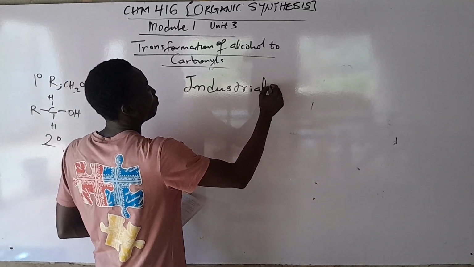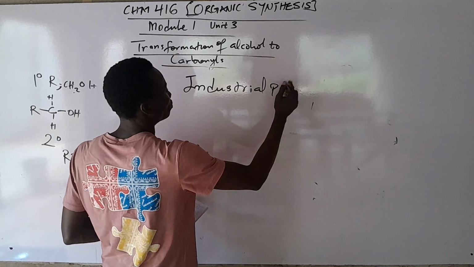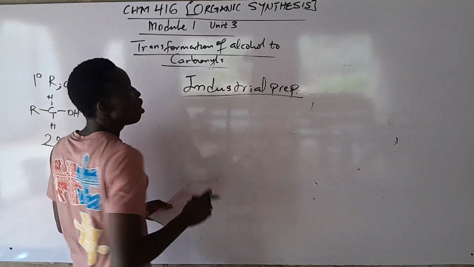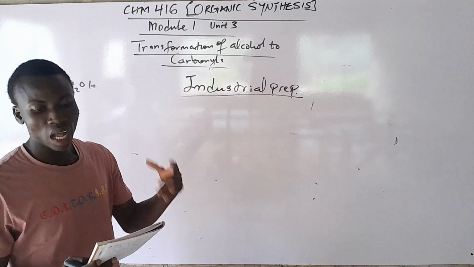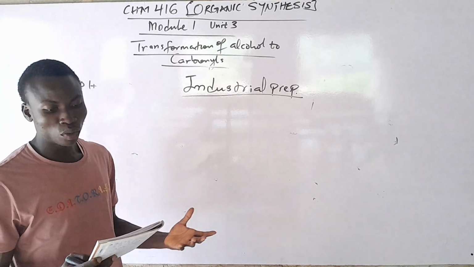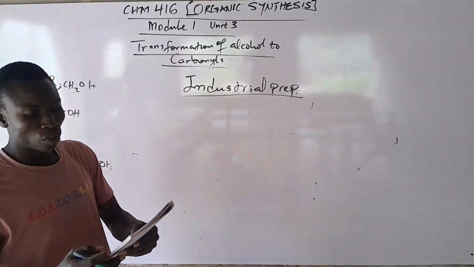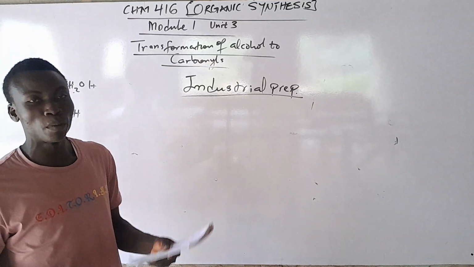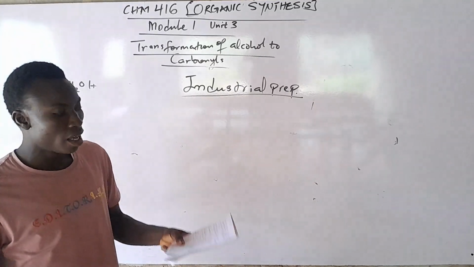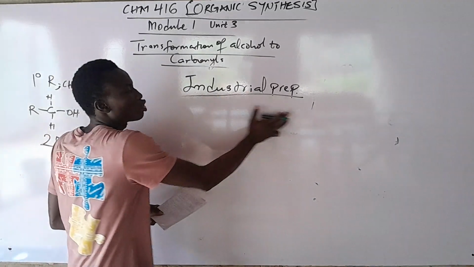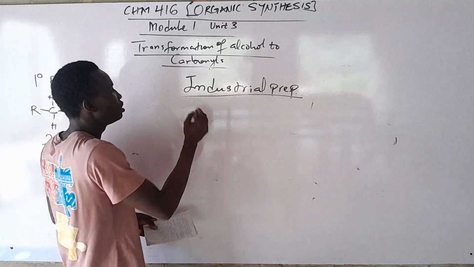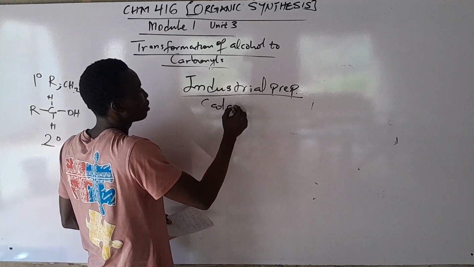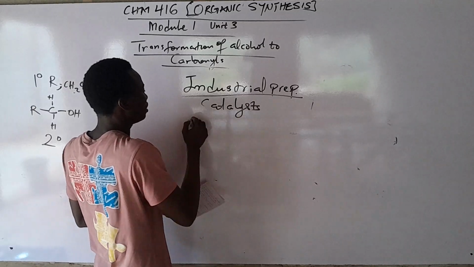Industrial preparation. Under the industrial preparation, from primary and secondary alcohol, using what we call a catalyst. Some given catalysts in this place include the copper metal. So under industrial preparation, if they ask you to mention the catalyst used there, the catalysts include the following.